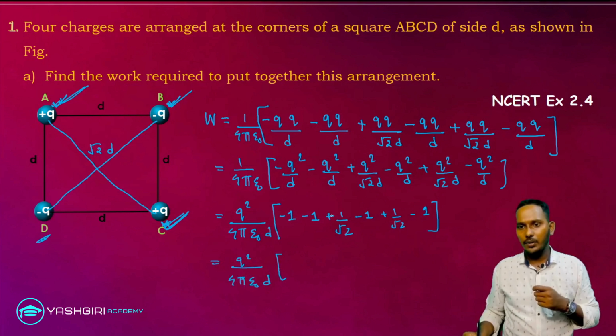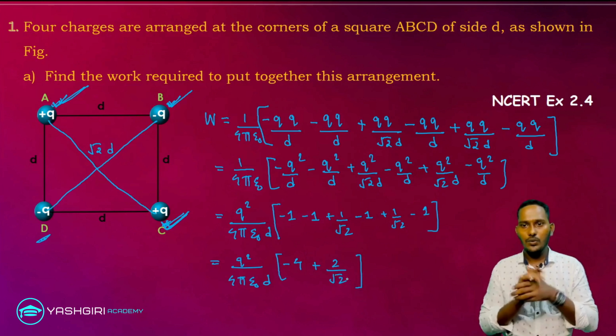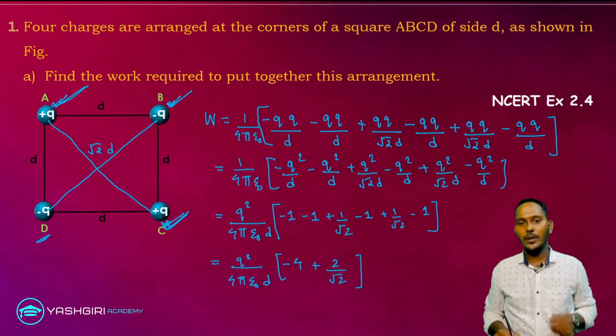And you just add it up. Here we are having total 4, -4. And when you add this up, the 1 upon square root of 2 plus 1 upon square root of 2, that will give us 2 upon square root of 2, right? So this is what we have. Now, students, from here, if you just see this 2 upon square root of 2, right?